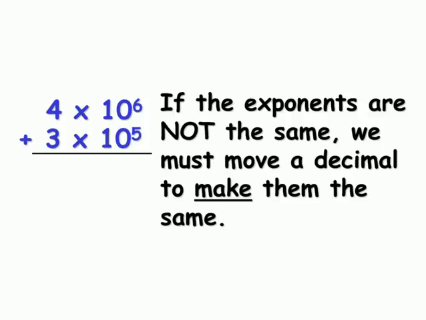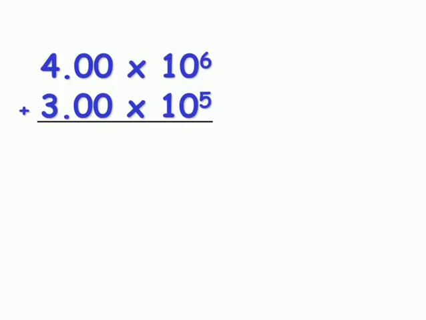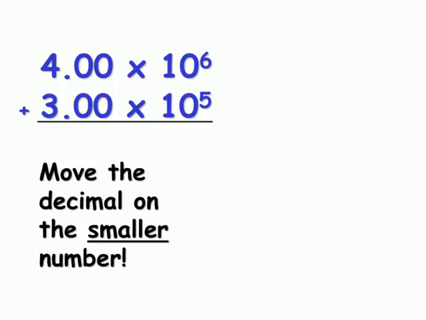Here we have 4 times 10 to the 6th plus 3 times 10 to the 5th. So those are different exponents. We have to move a decimal to make them the same. My suggestion to you is to move the decimal on the smaller number. Here, 3 times 10 to the 5th power is the smaller number, not because 3 is smaller than 4, but because the exponent 5 is smaller than the exponent 6. So we're going to move the decimal on that value. We're going to move the decimal one place to the left.